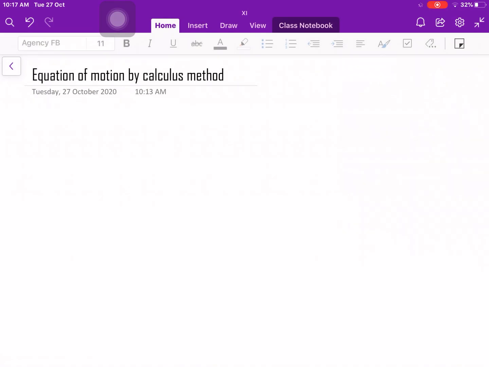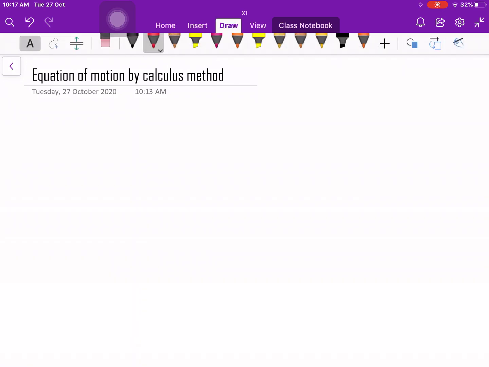Dear students, today we are going to learn about the equations of motion, and the method of how we can derive these equations of motion using calculus. Earlier we studied that the acceleration of a body can be expressed like this: a is equal to dv by dt. If I change the side, then it will be dv is equal to a dt.